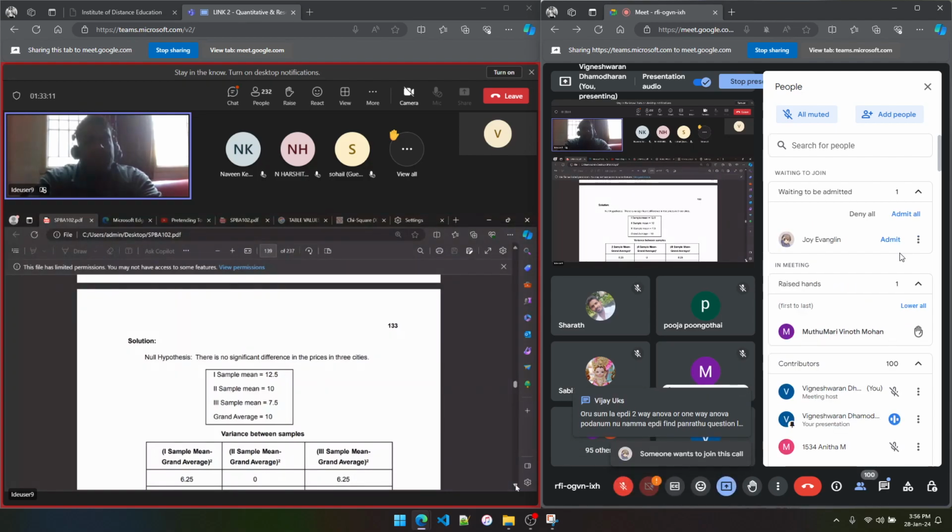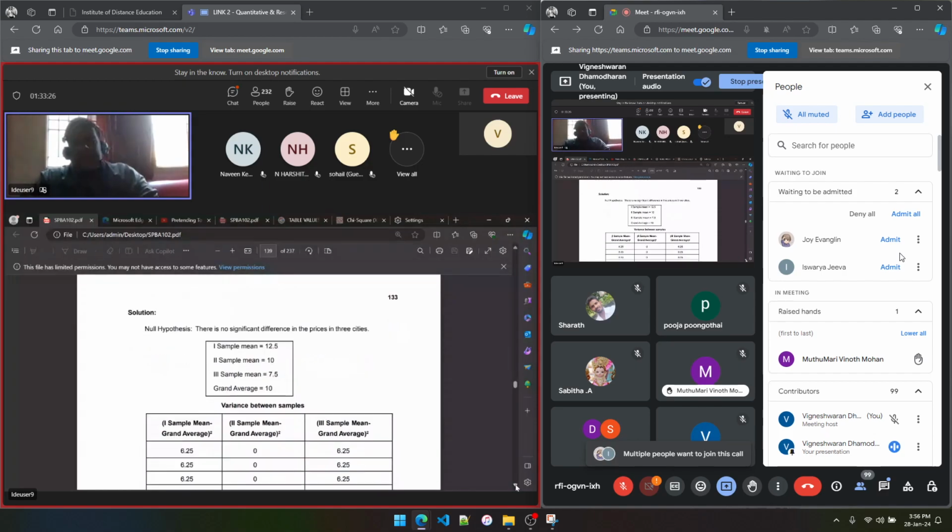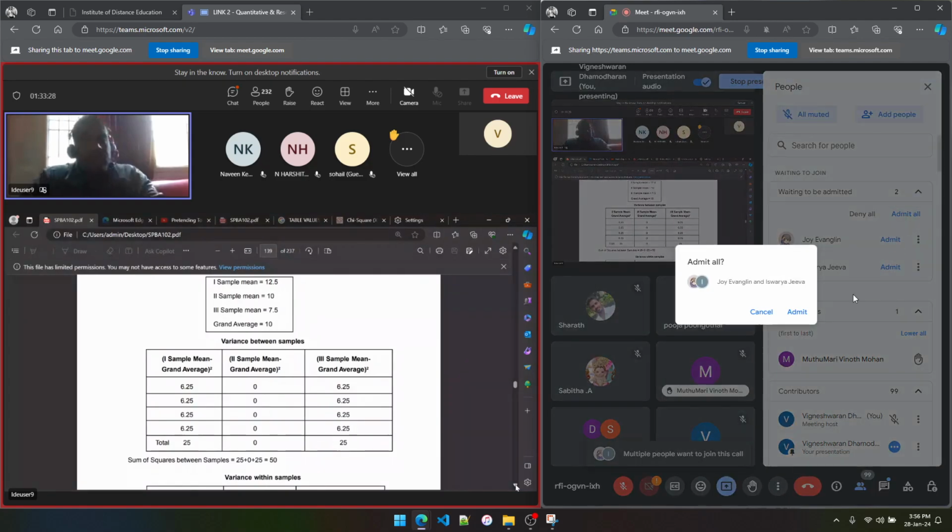First sample mean, that is 12.5. Second sample mean, that is 10. Then third sample mean, that is 7.5. Then the grand average is 10. Okay.